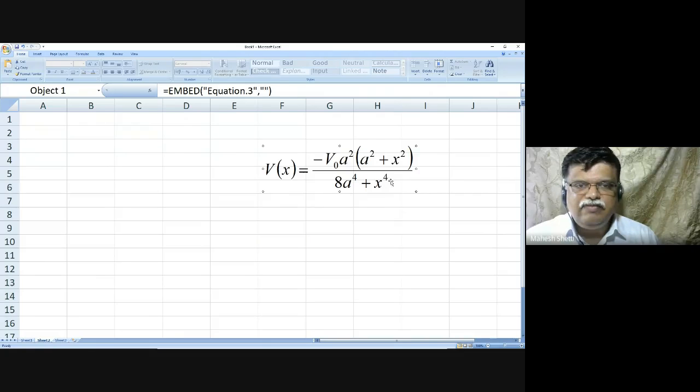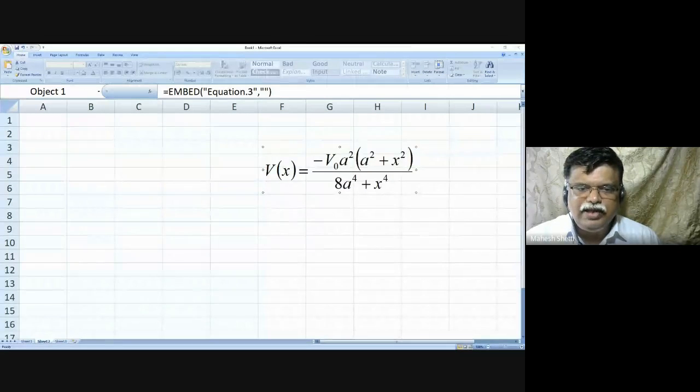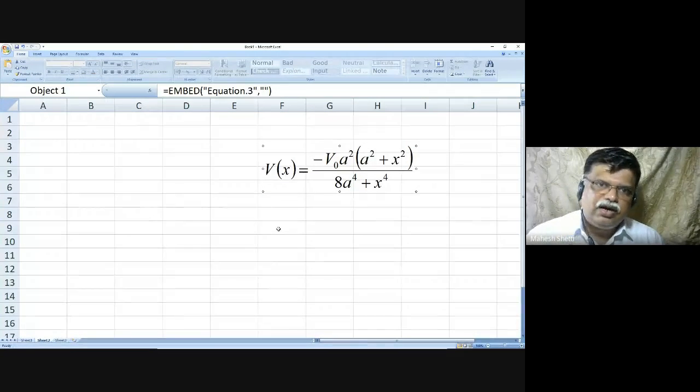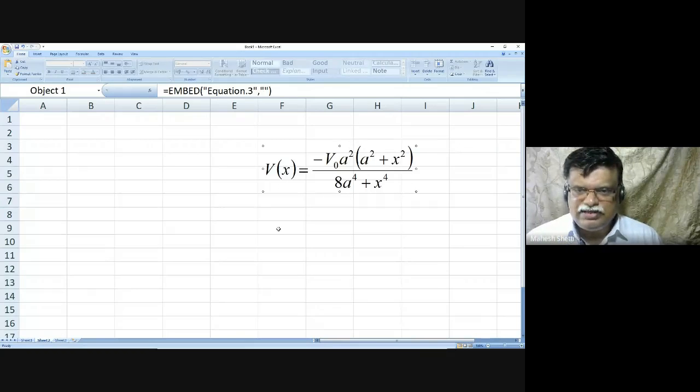So if the potential is given by, say, V of x is equal to minus V0 a square into a square plus x square upon 8 a raised to 4 plus x raised to 4, this kind of a function. I am interested in finding out how this function looks like. That is number one. I also want to find out how the force looks like, and I want to determine the equilibrium points. And from that I can also determine what could be the frequency of the oscillation if I know the mass of the particle, things like that.